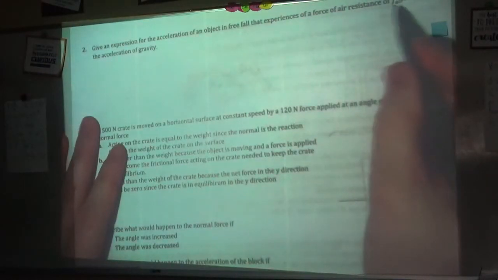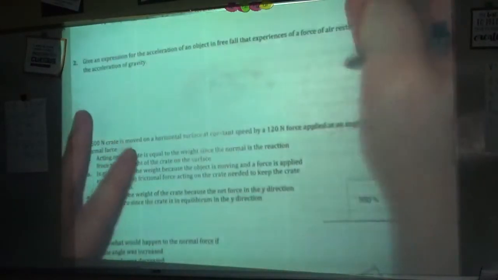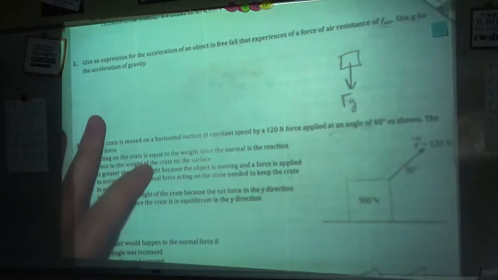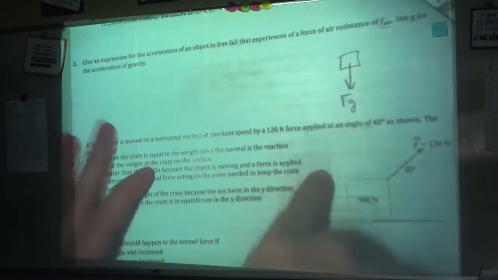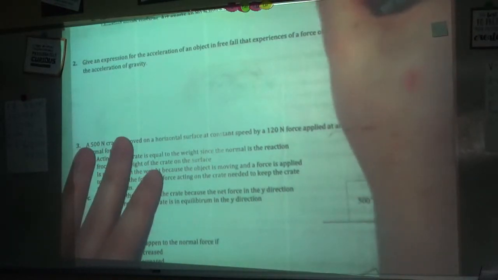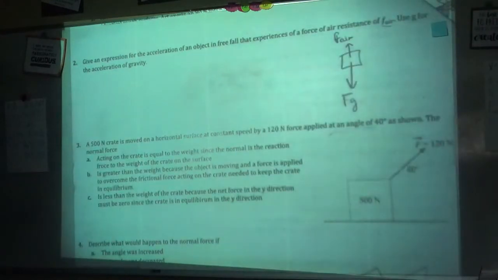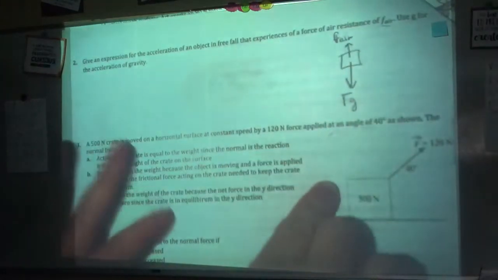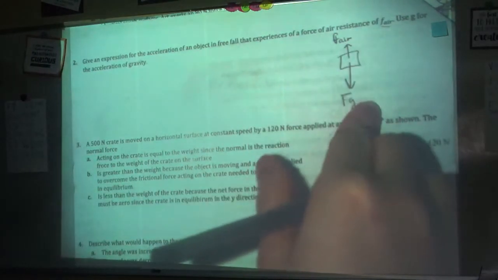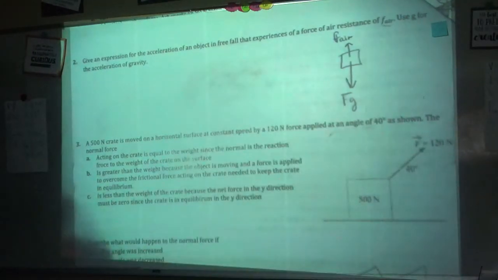Right, 2, give an expression for the acceleration of an object in free fall that experiences a force of air resistance. Use g for the acceleration due to gravity. So the free body diagram would feel the force of gravity down, obviously. If it is falling down, then air resistance would be opposing that motion. So I'm going to call it F little air, because that's what it told me to call it. And I'm assuming it's still accelerating down. That air resistance would not be equal to the force of gravity because it's asking me to find the acceleration.